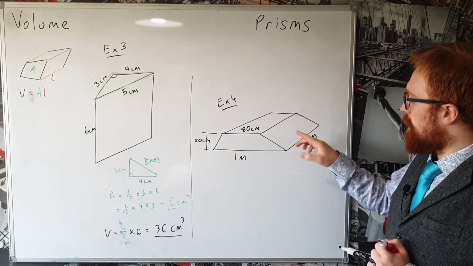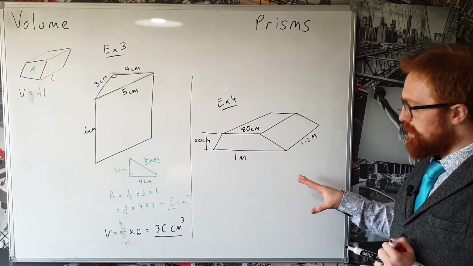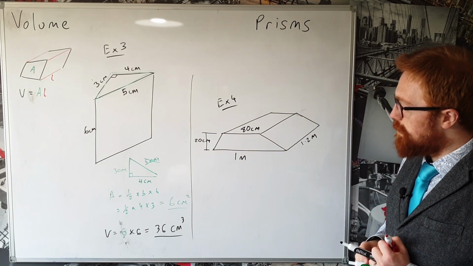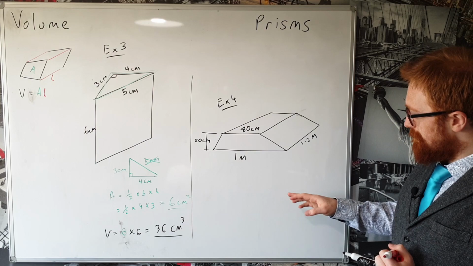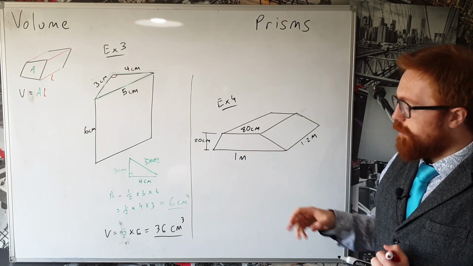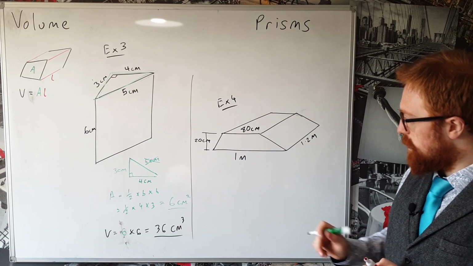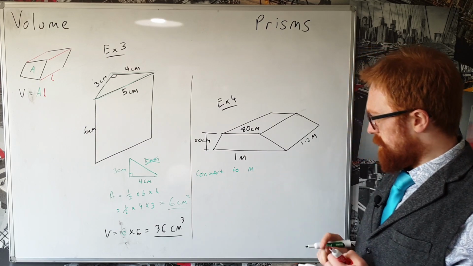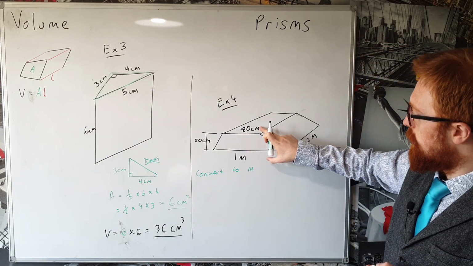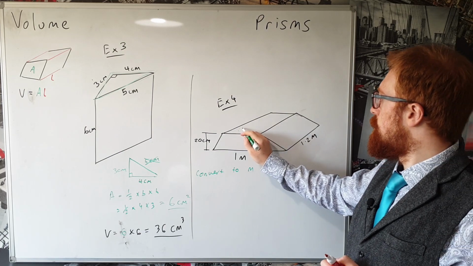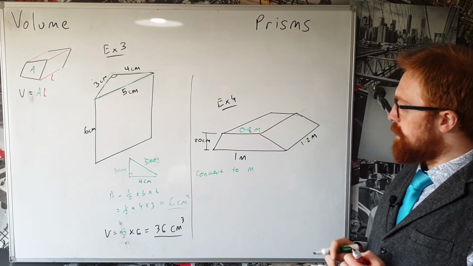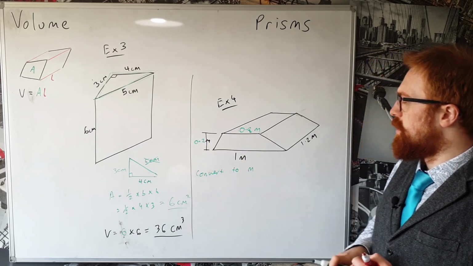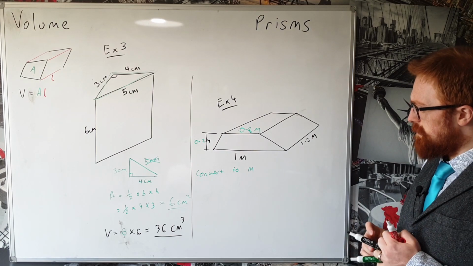So some questions might specify what units it wants the answer in. If it wanted it in meters cubed, I'd turn all of my lengths into meters first. If it wanted it in centimeters cubed, I'd turn them all into centimeters first. I think the numbers are going to be slightly nicer if we do it as meters though. So we're going to convert to meters first. So 80 centimeters, well, we divide that by 100, and that gives us 0.8 meters. And 20 centimeters, we divide that by 100, gives us 0.2 meters. So this is going to make it slightly easier.